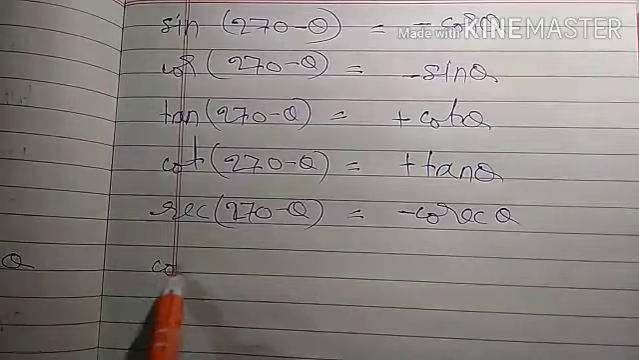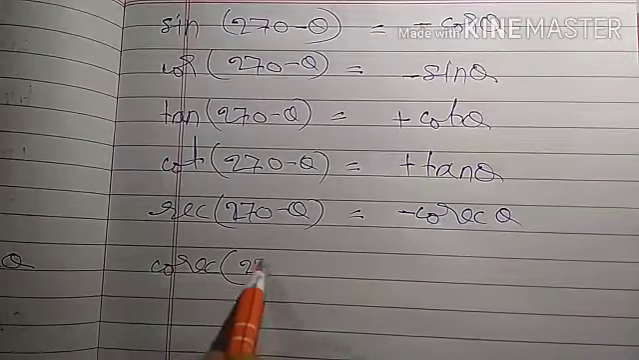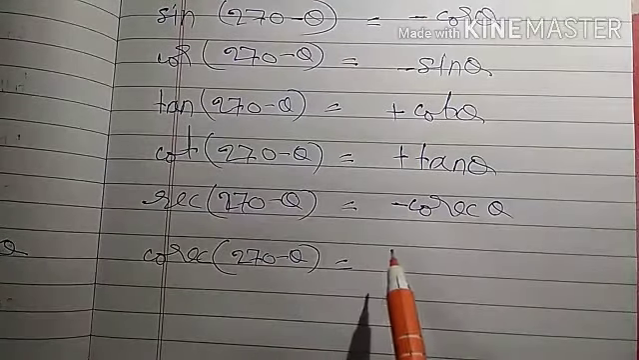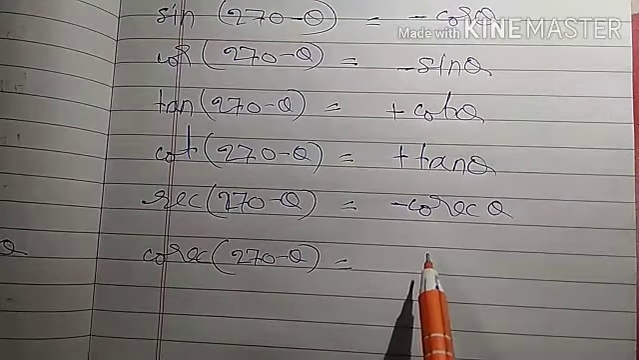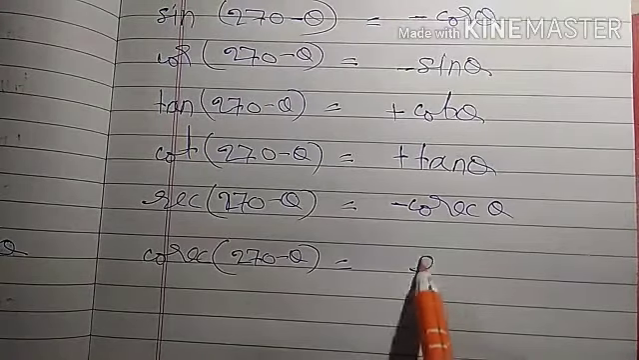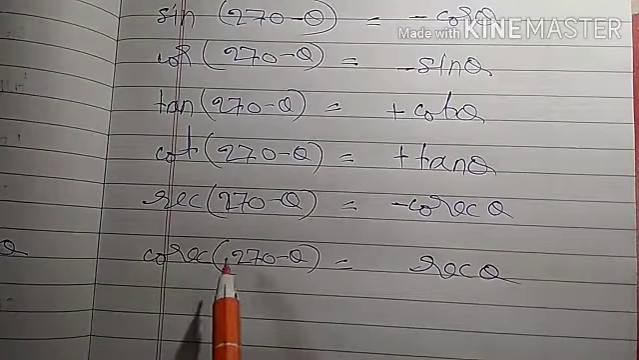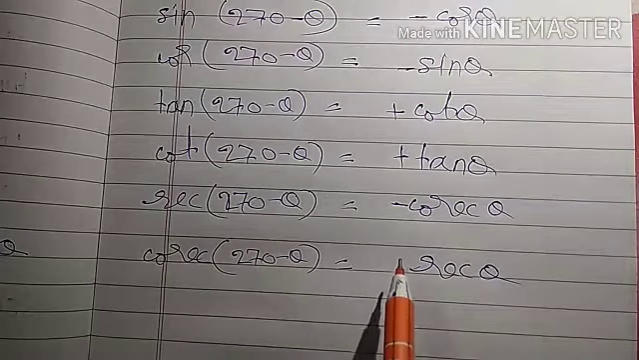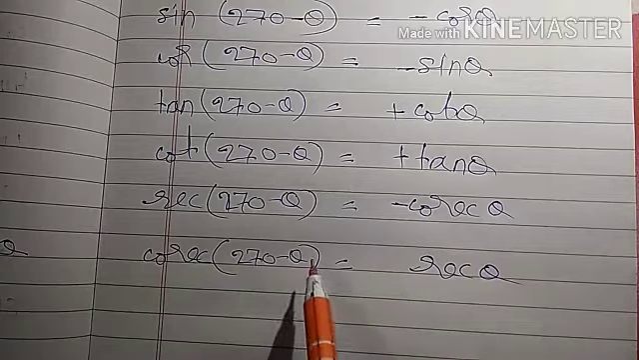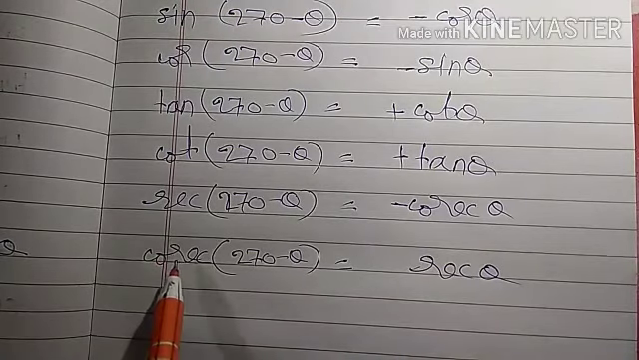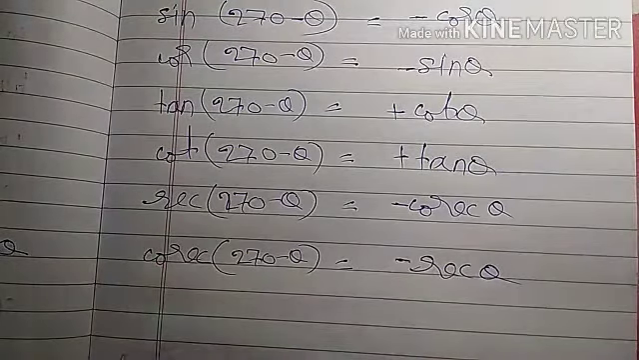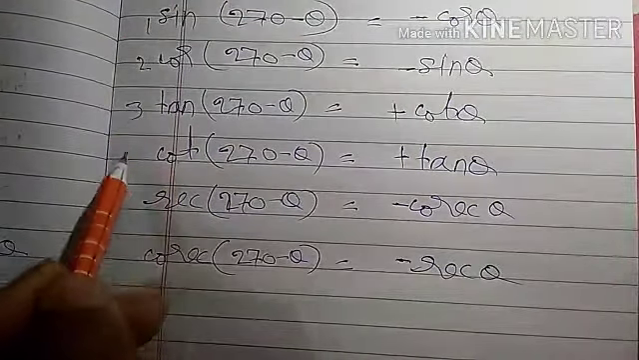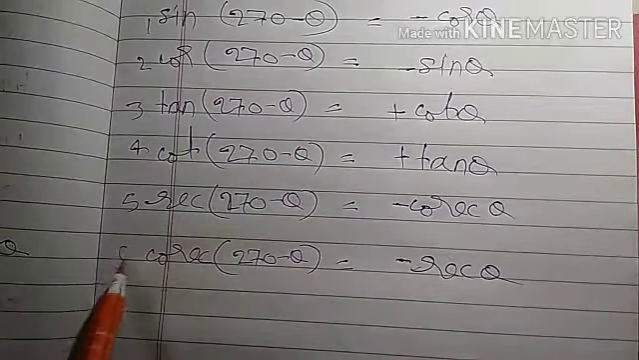Now cosec 270 minus theta: functions change is allowed, so cosec theta changes into sec theta. 270 minus theta is in the third quadrant, where only tan theta and cot theta are positive and the 4 other functions are negative, so cosec theta is negative. So that is the 6 functions, 1 2 3 4 5 6.